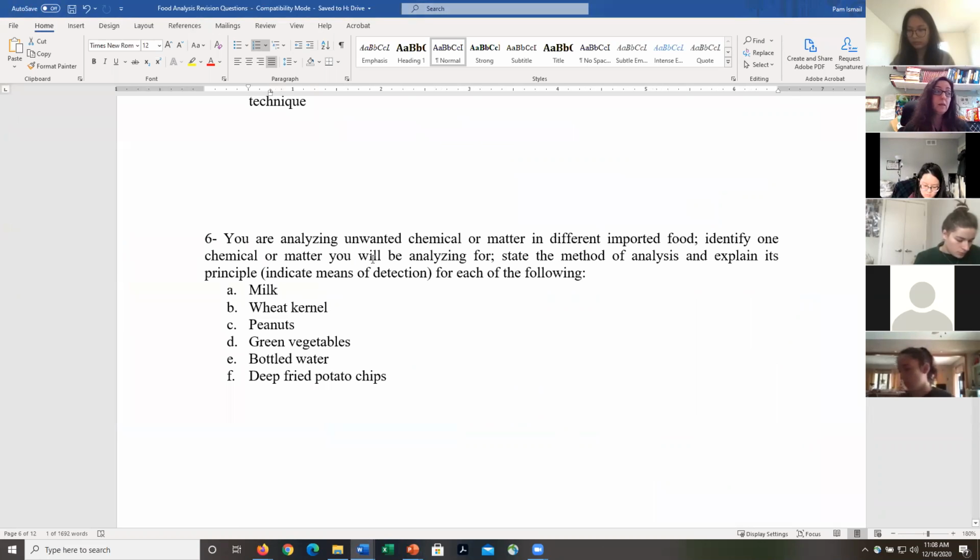So this is an example question where I ask you, what could be present in milk as a contaminant of concern? And how would it make it into the food, the milk, and what method of analysis would you use? And when I say indicate means of detection, you would go MS or spectroscopy or whatever is your assay.